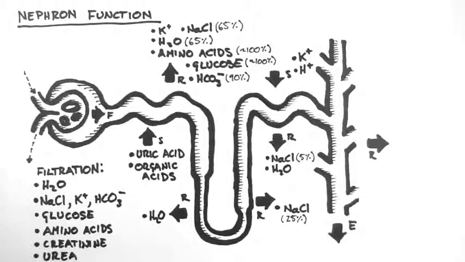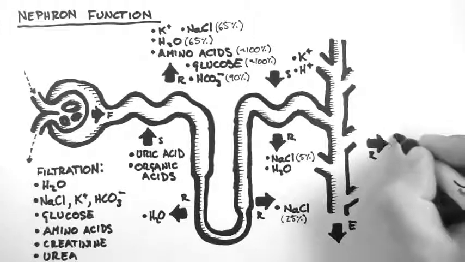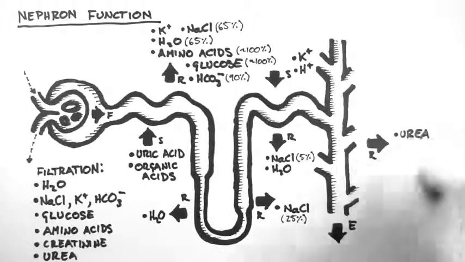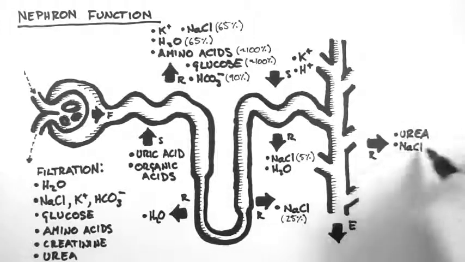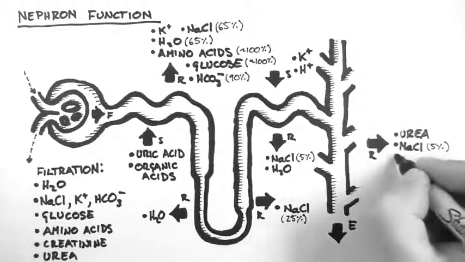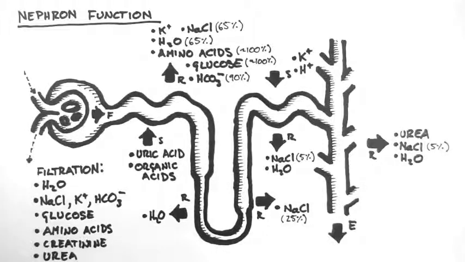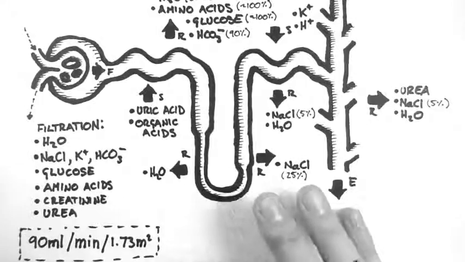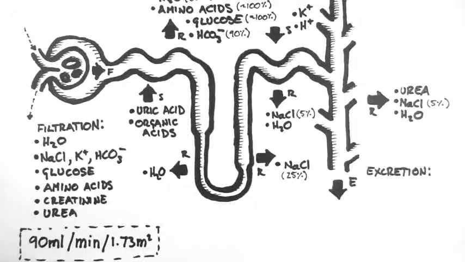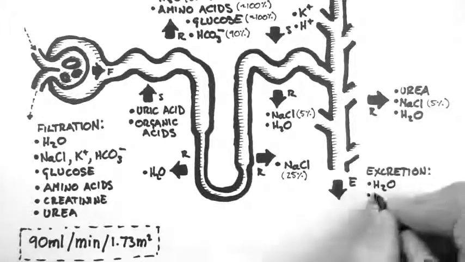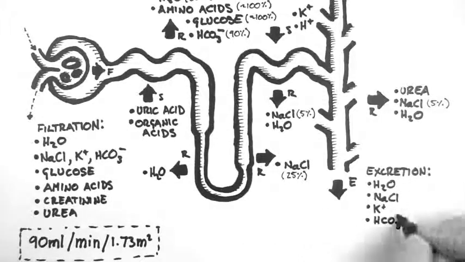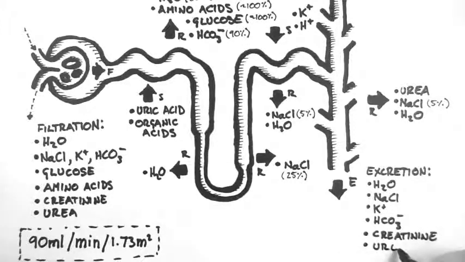This brings us to the collecting duct, and here one last bit of reabsorption occurs. Some urea, about 5% of the filtered sodium chloride, and some water are reabsorbed. And this leaves us with excretion. The components of excretion are mainly water, sodium chloride, potassium, bicarbonate, creatinine, and urea. And note that creatinine is not reabsorbed or secreted along the nephron. This is why it is used as a marker of the glomerular filtration rate.